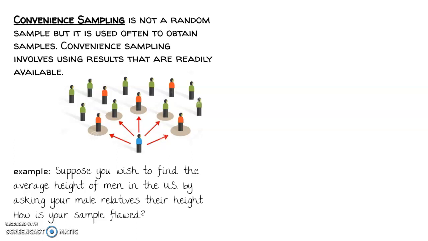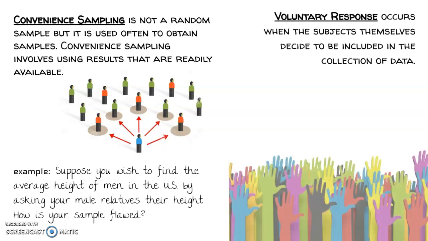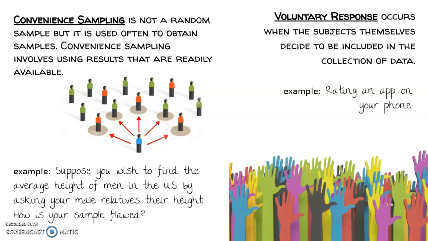Think about that. And then finally, let's talk about a voluntary response. These occur when the subjects themselves decide to be included in a collection of data. And honestly, this is probably the way that you have witnessed most data being displayed or collected around you. We are constantly asked to rate things on our phone, whether it's music or apps, your experience on a website, your experience with a product on Amazon. Those are all voluntary response samples.